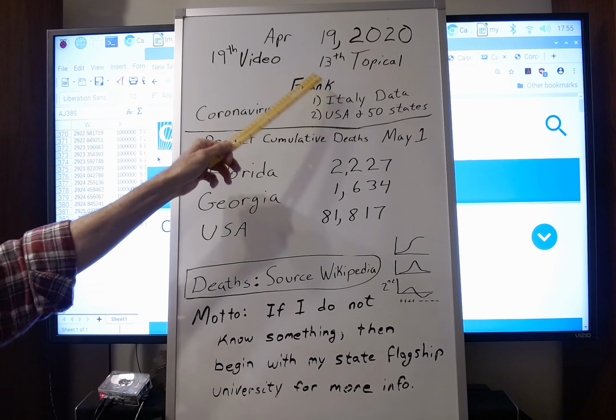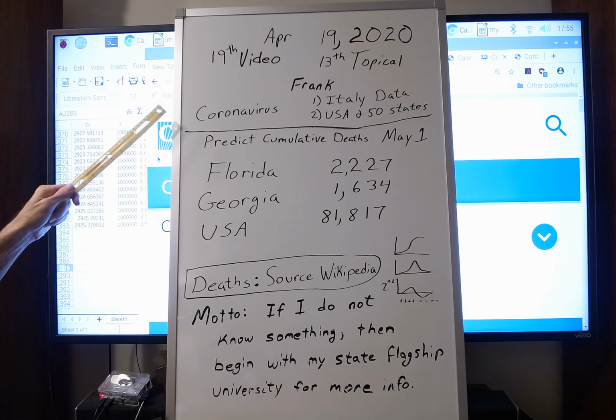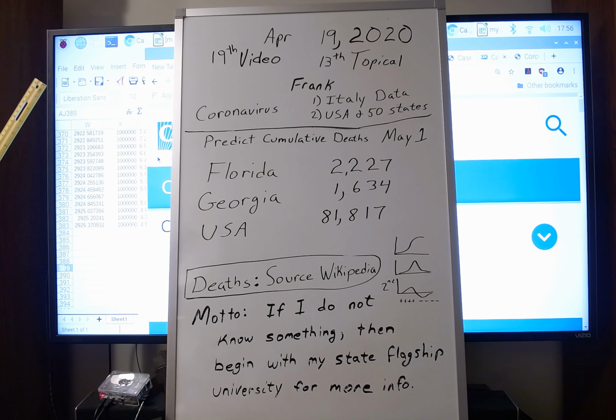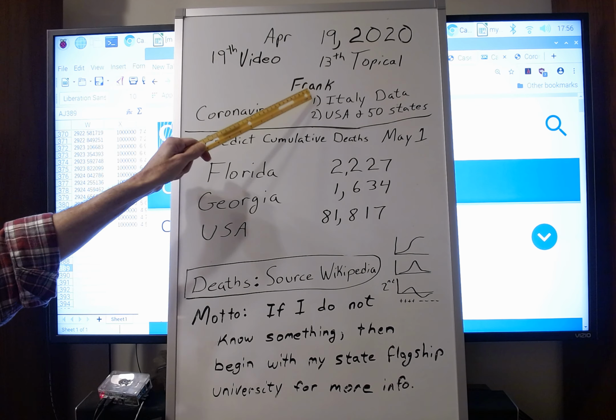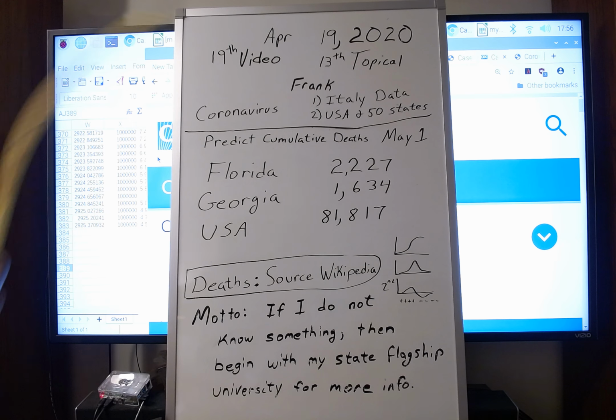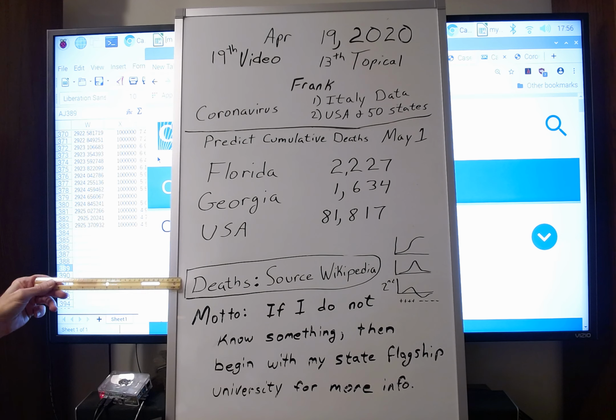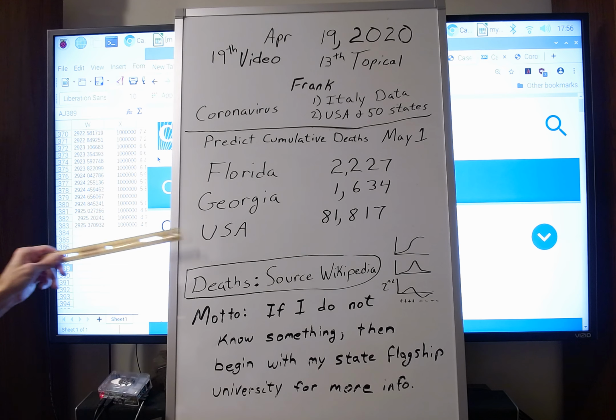My 13th topical video. And I was going to continue with the coronavirus topic. Now I built a spreadsheet for all 50 states, the US and Italy, so I updated all of my spreadsheets. And I think it will be useful to look at the Italy data. Now I get my sources from Wikipedia, except for the USA. I get that from the CDC.